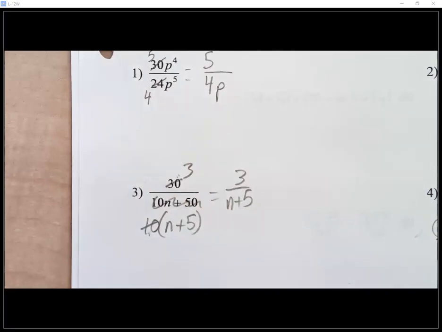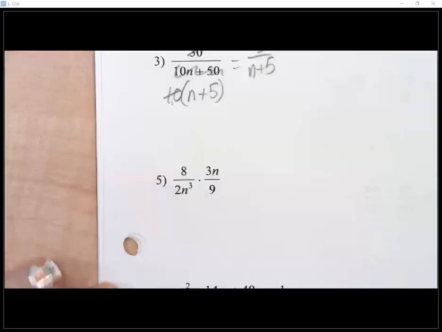How'd you make it 3? I took out a 10 and then I reduced 30 over 10. What? So you can do top and bottom and take something out? Yeah, wherever you can factor something out, you factor it out. Well, I thought since you can't, 10 doesn't exist. I took a 10 out of the bottom, so it's not 10n plus 50 anymore, it's 10 times n plus 5. Oh.